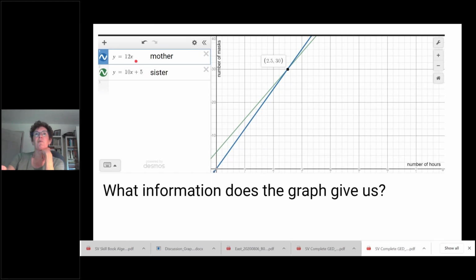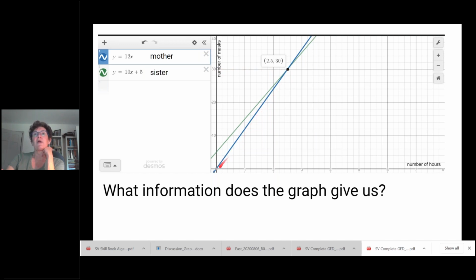So given the situation where my sister started with 5 masks already done and then made 10 masks an hour, and my mother started with 0 masks already made and then makes 12 masks an hour, at what point have they made the same number of masks? So remember, this is our x, the number of hours. In our point here, the x is first, x comma y, so our x is first, so 2.5 hours, they will have made 30 masks each.